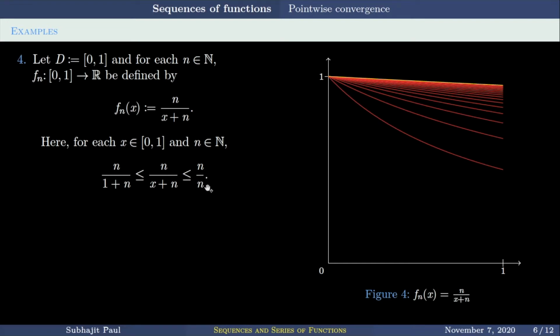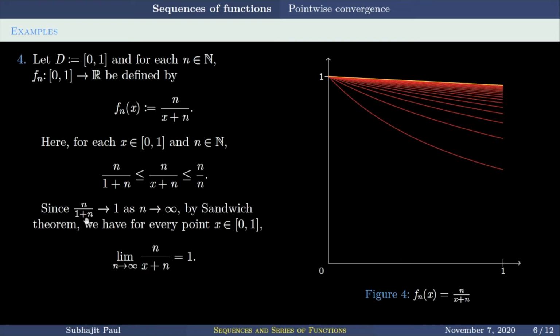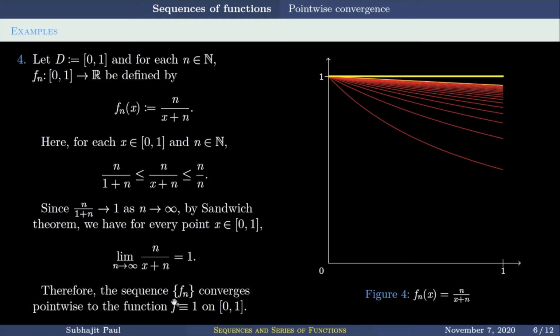So the bounds of this quantity n over x plus n are n over 1 plus n and n over n. Now the right hand side is 1 always for every integer n, and the left hand side tends to 1 as n tends to infinity. So by the sandwich theorem, for every point x, this limit is equal to 1. Therefore, the sequence fn converges pointwise to the function identically equal to 1 on [0, 1].